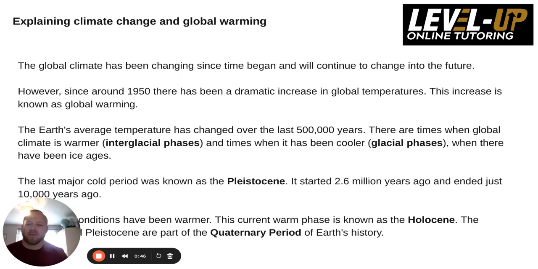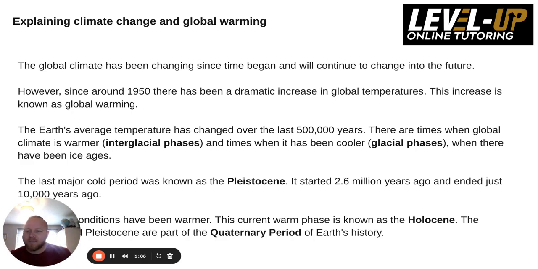Okay, so just a bit of background really quickly. In a nutshell, my dad has a point. The Earth's climate has changed over the years. Okay, there has been times where the climate's been warmer. We call these interglacial phases. Now, inter comes from the French entre, which means between. So we're really just saying between glacial periods. In other words, between ice ages. Okay, and when it's been colder, we call those the glacial phases.